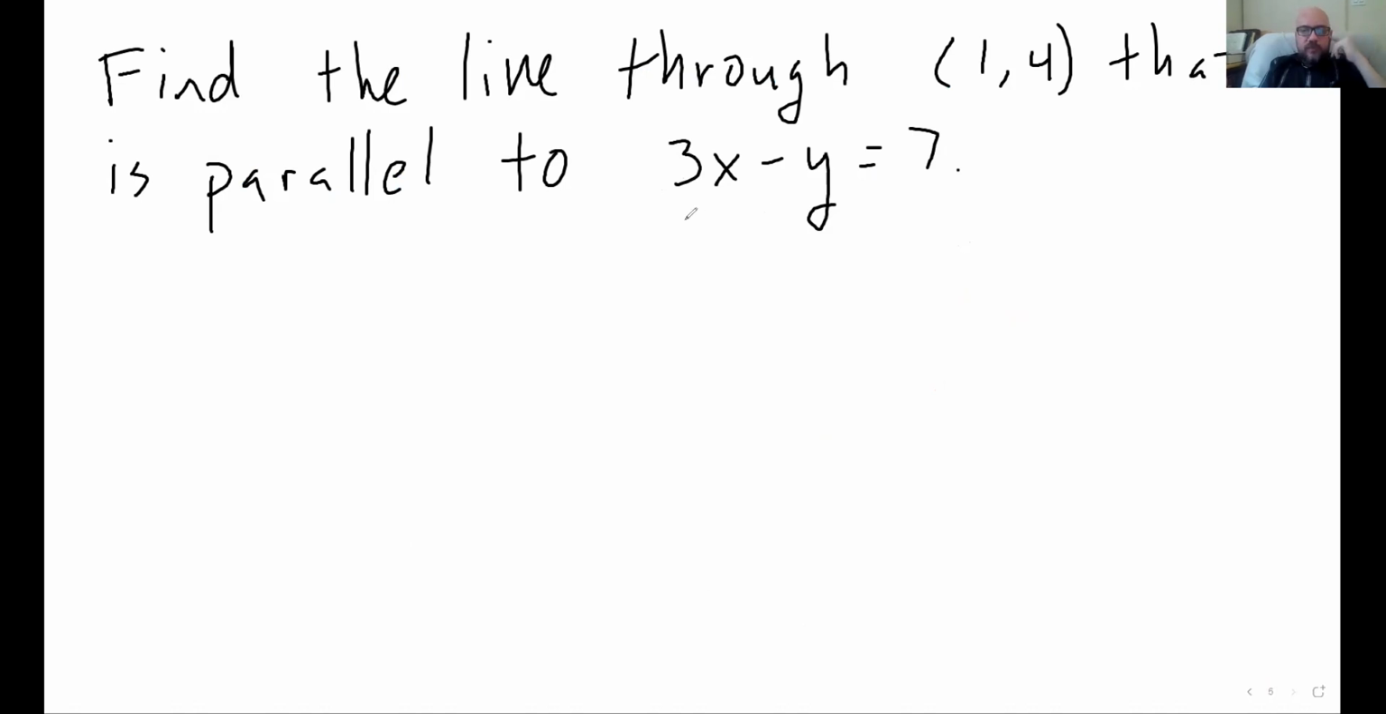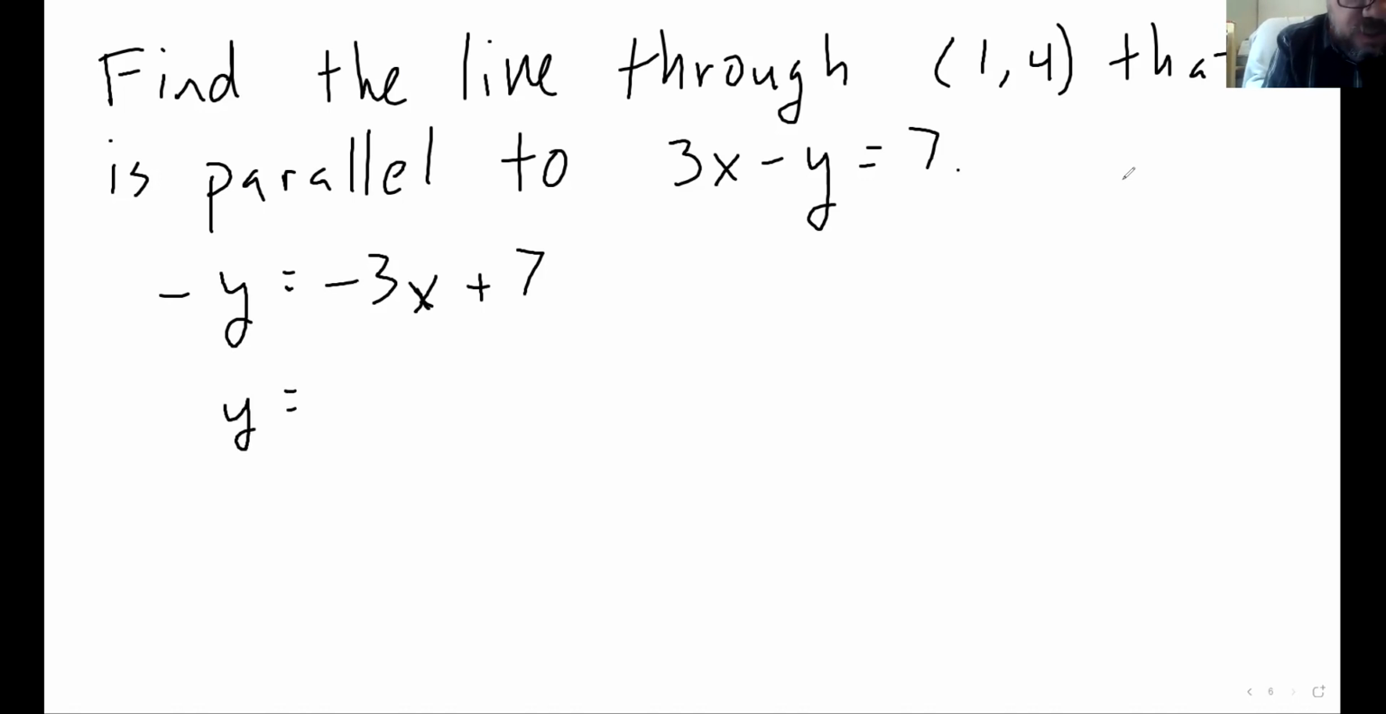So I need to find the slope of this line. Now, the easiest way to do that, in my opinion, is to just put it in slope-intercept form. I think that's the simplest thing we can do because then you just read it off. So let's do that. I'm going to find the slope of 3x minus y equals 7 by putting it in slope-intercept form. I will subtract 3x from both sides, and I will end up with minus y equals minus 3x plus 7. And then multiply both sides by -1 to cancel out the negatives, and we get y equals 3x minus 7.